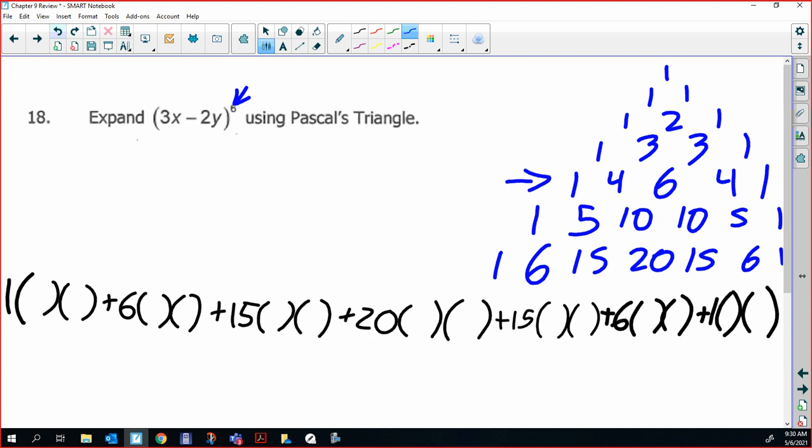Question, so the exponent has to be second. Yes. Yeah, so you know you're using the correct row because the power will match the second number in the triangle. That's the correct row. All right, so we're filling in the 3x and the 2y.